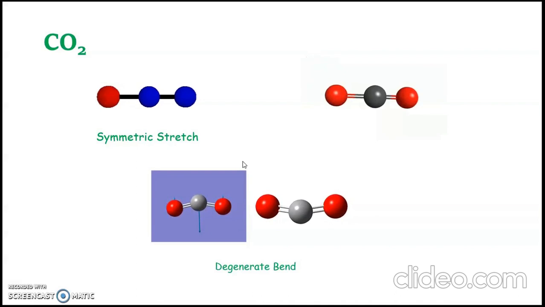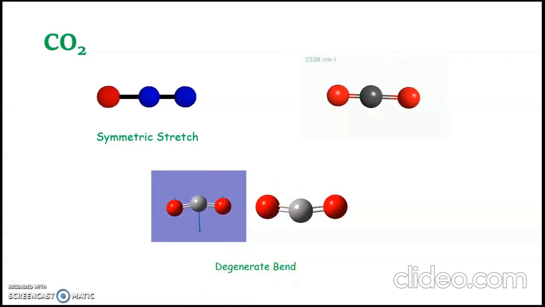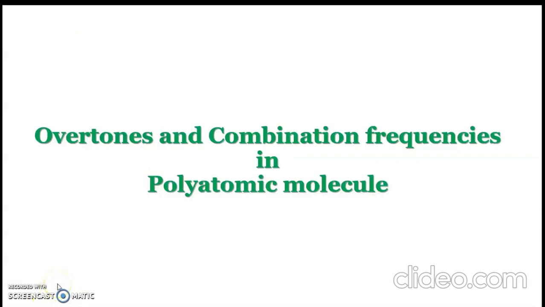Hence, there will be two bands in the IR spectrum of carbon dioxide. One corresponds to asymmetric stretching and the other to degenerate bending. In addition to the fundamental vibrations so far discussed, other frequencies can be generated by different modulations. That we can call overtones and combination bands in polyatomic molecules.